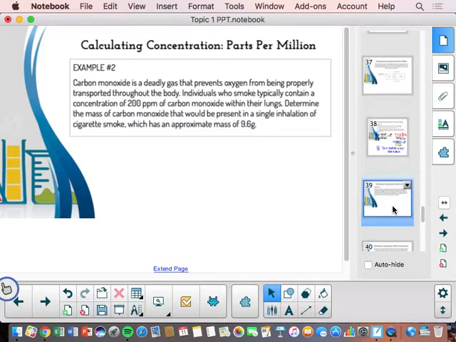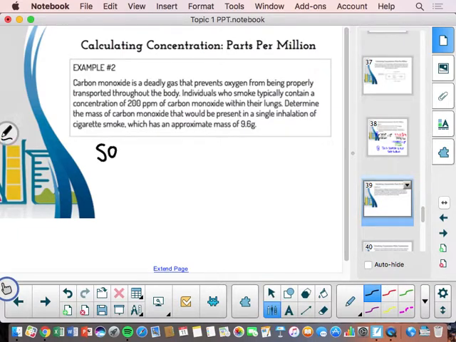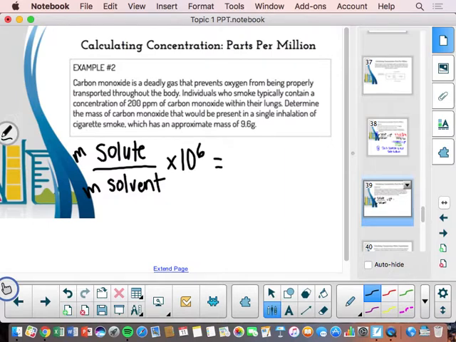So if we look back to our formula, we've got our mass of our solute over our mass of our solvent, times 10 to the 6. And what does that all equal? Well, it equals our parts per million. I'm just going to put an X there.